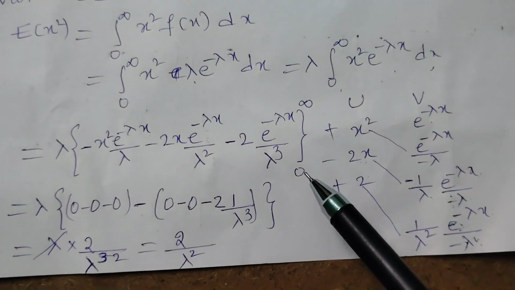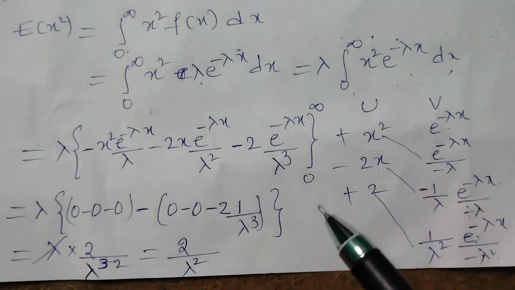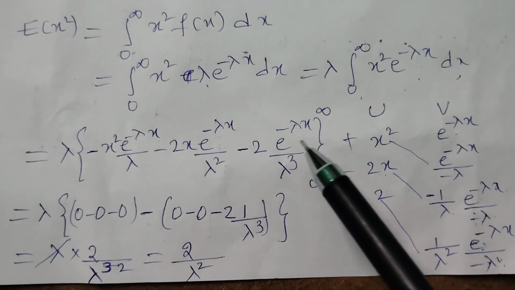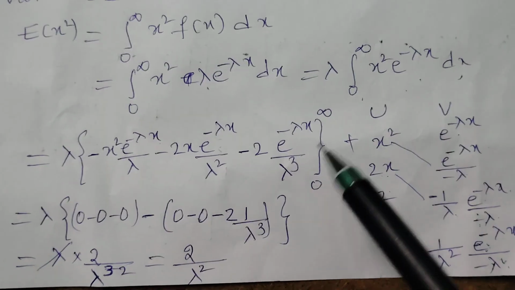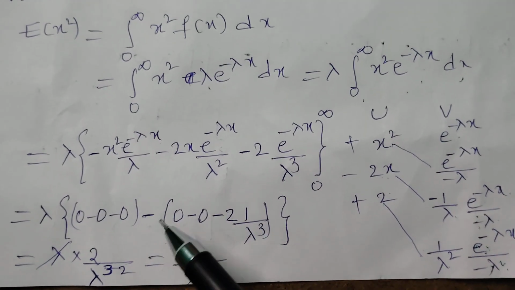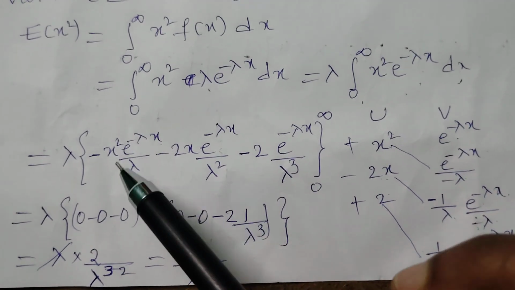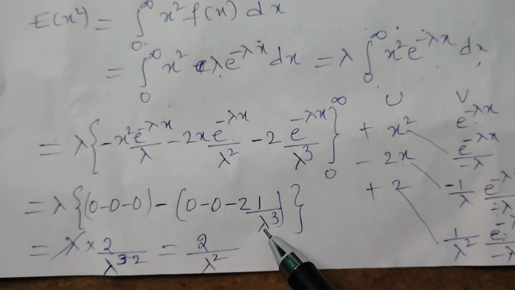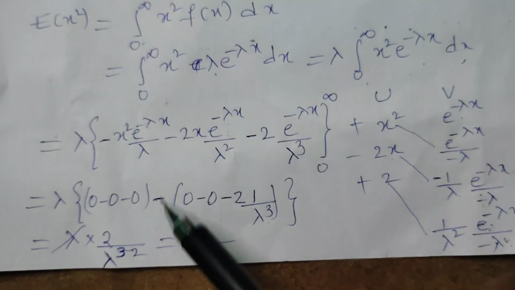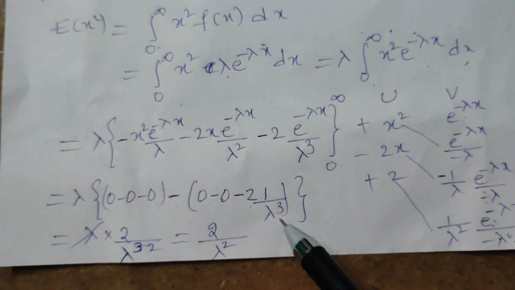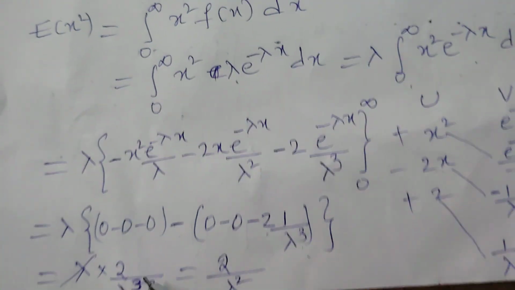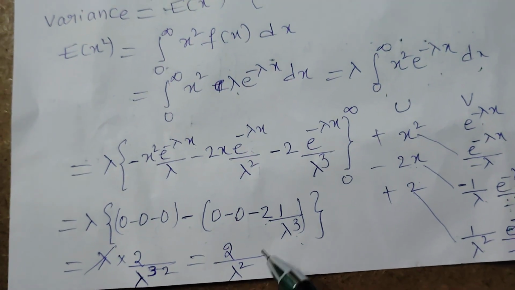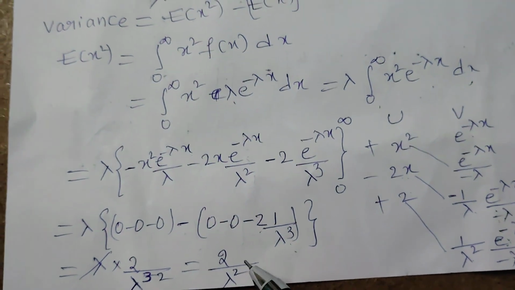So now upper limit, lower limits are what? 0 to infinity. Okay, so now substitute upper limit, e power minus infinity, here e power minus infinity, here e power minus infinity. 3 values become 0. Minus lower limit 0. 0 into something 0, 0 into something 0, minus 2 into e power 0 value is 1, 1 by lambda cube. Okay, this total 0, minus into minus plus 2 by lambda cube. Here 1 lambda get cancelled, 2 by lambda square. So e of x square value what we got? 2 by lambda square.